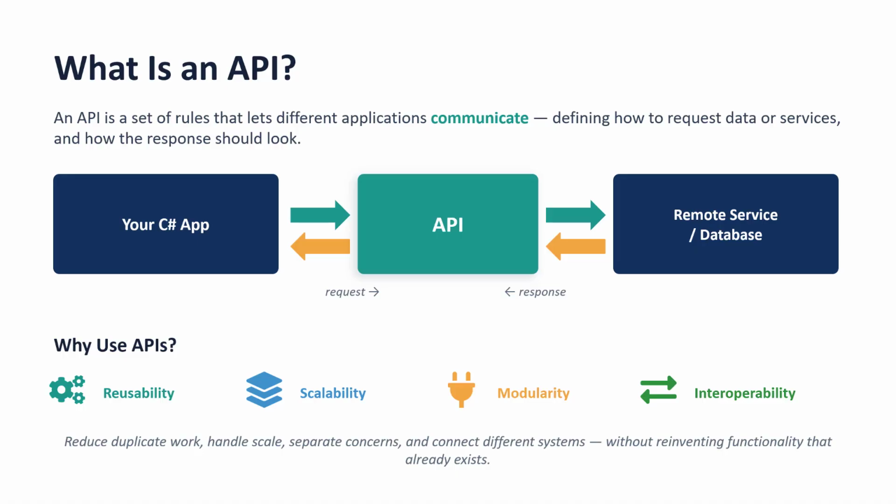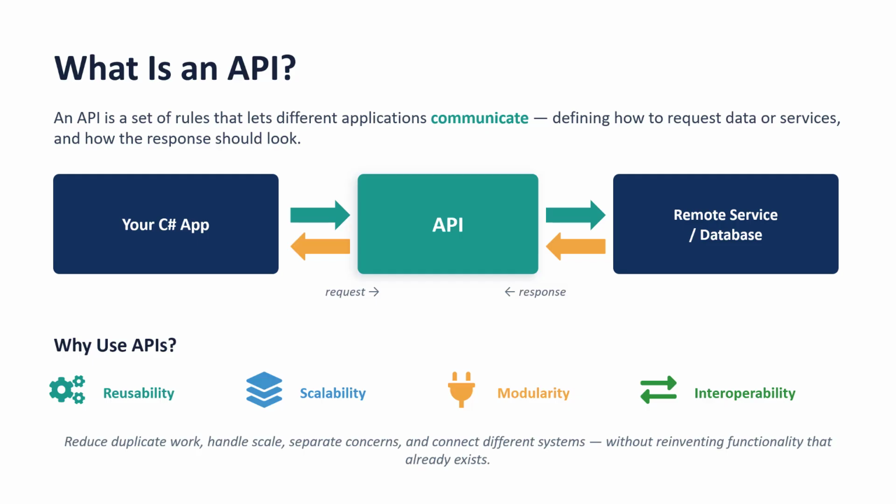So let's start with some fundamentals. What is an API? API stands for Application Programming Interface, and it's essentially a set of rules that lets two different pieces of software talk to each other. It defines exactly how one application can ask another for data or services and exactly what shape the response will take. So have a look at this diagram.